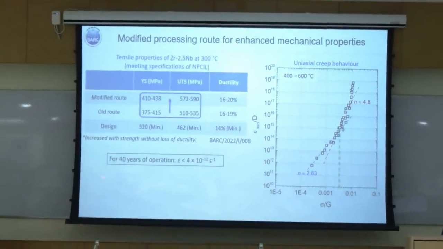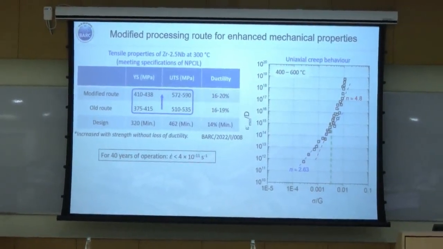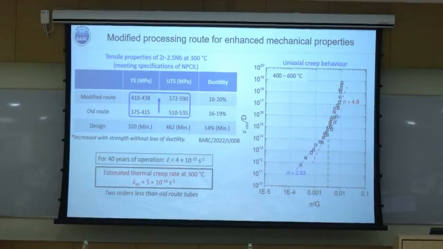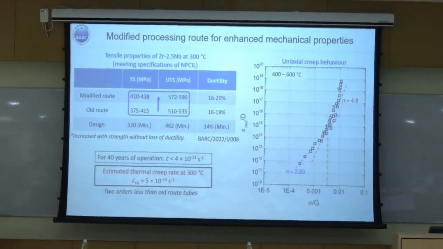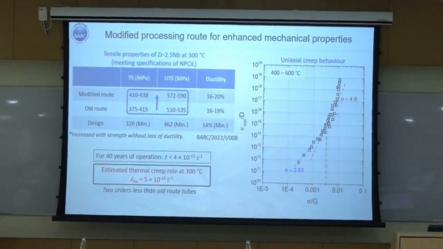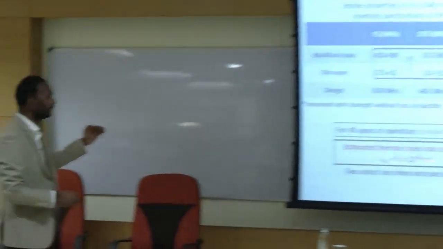And more importantly, it is the creep property which basically determines the life of the reactor. For about 40 years of operation, the creep rate should be less than 4 × 10^-11 per second in this alloy. The estimated creep rate at the operating temperature for the newly modified route alloy is about 5 × 10^-14 per second, and this is for the thermal creep part. There could be a slight increase due to irradiation, but it would still be below this particular value.